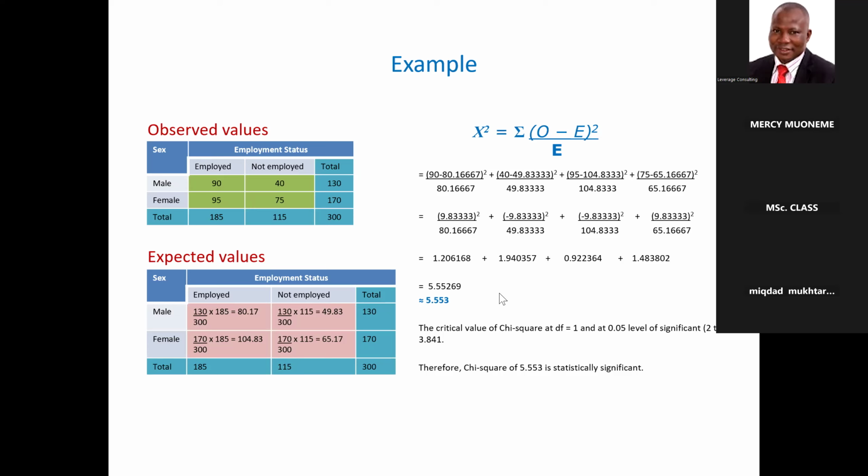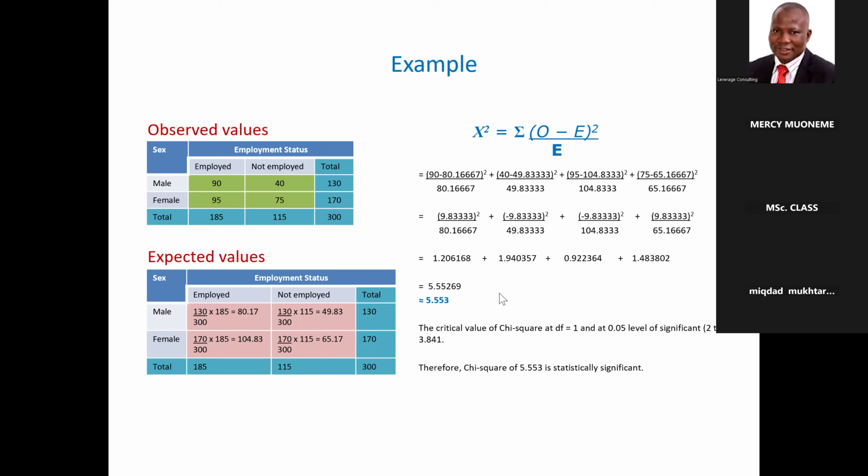So what I said is, in this table you see, the 90, 40, 95, 75 are the observed values. Those are the things you observe. That is, out of the 130 males, 90 employed, 40 non-employed. Out of the 170 females, 95 employed, 75 non-employed. Or you can say, out of 185 that are employed, 90 are male, 95 are female. Or out of the 115 that are not employed, 40 are male, 75 are female.